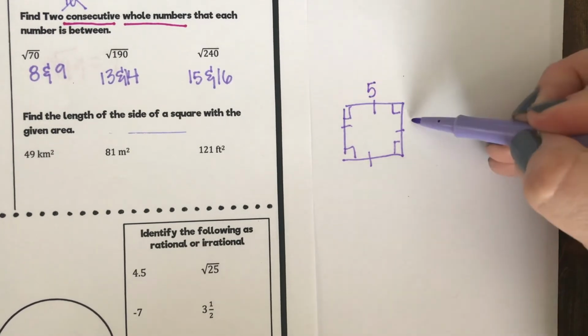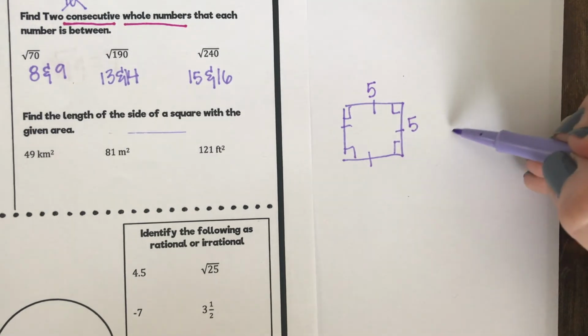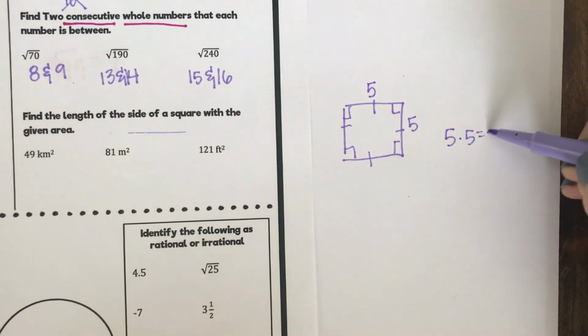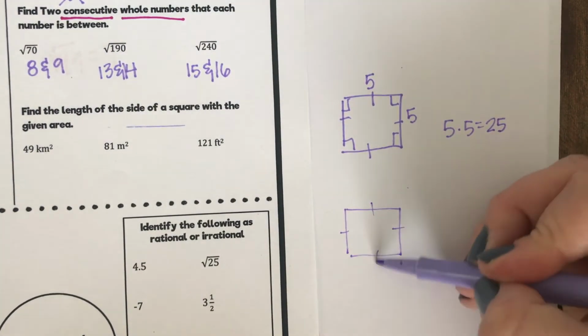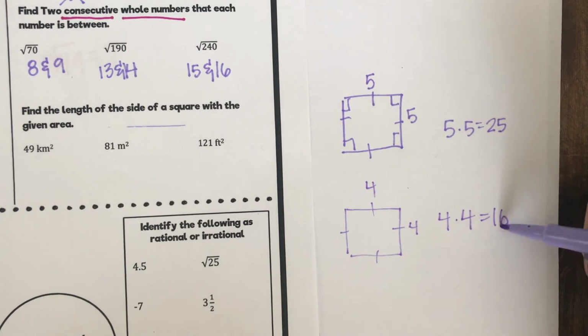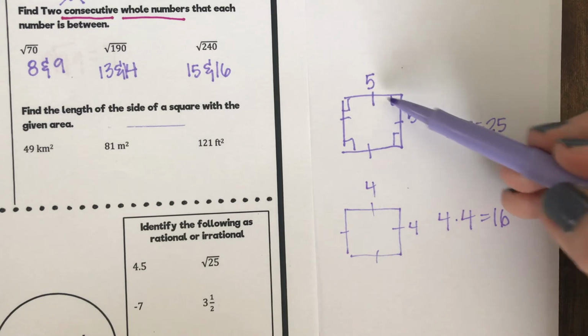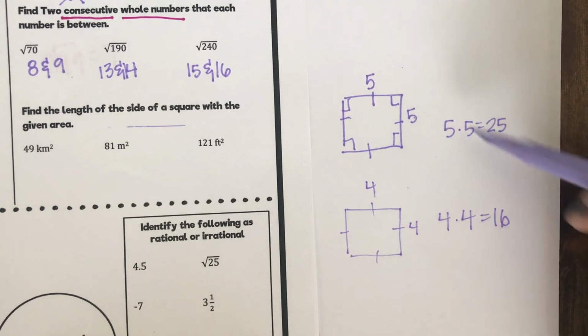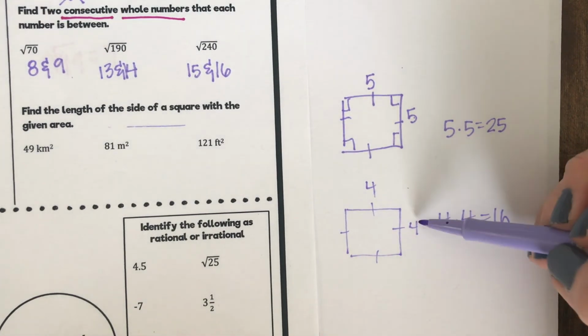That if this side is 5, this is also 5. So if we were to find the area of a square, it would be 5 times 5 is 25. Okay, what if I had a smaller one? That's 4. 4 times 4 is 16. Anytime you have a square, okay, with a whole number as the length of the side, the answer is always going to be a perfect square number, right? Because if it's a square, the definition is that these two sides are the same.